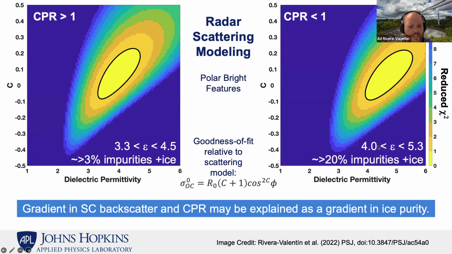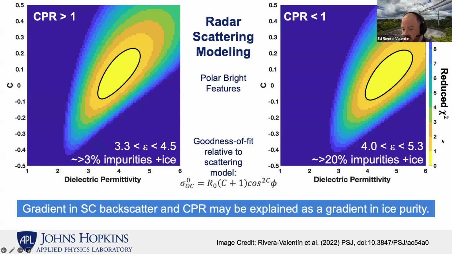And so what you're looking at here is a reduced chi-squared space for the best fit models that we ran for these two populations. And we found that there is likely a difference in the dielectric permittivity of the materials. So for CPR greater than 1, the dielectric values will range between about 3 and 4.5. And for CPR less than 1, it will be between 4 and 5.3.